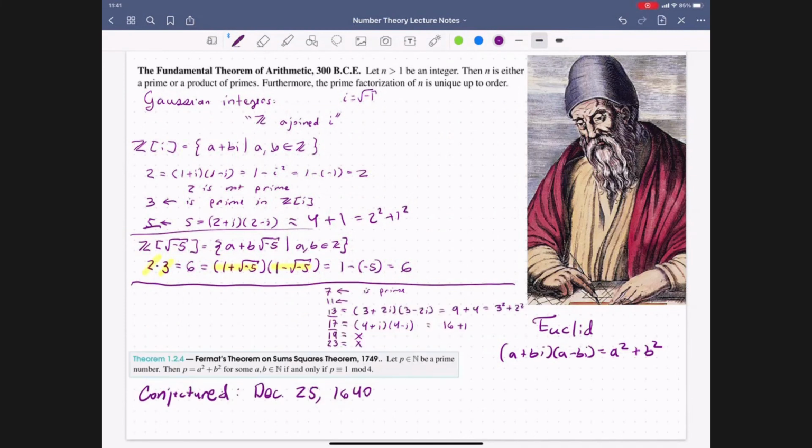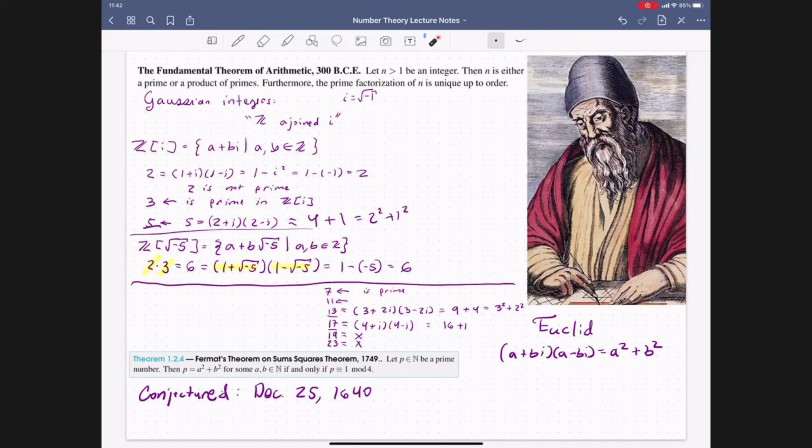So the statement that we're going to be looking at, that Fermat conjectured on December 25, 1640 in a letter to Mersenne, is the following, which is essentially what we are looking at with 13 and 17, the remainder being 1: if we have a prime number, then it's equal to a sum of squares, a squared plus b squared, for some natural numbers a and b, if and only if the prime, when we divide it by 4, has remainder 1. And so this is the modular arithmetic language of congruence.